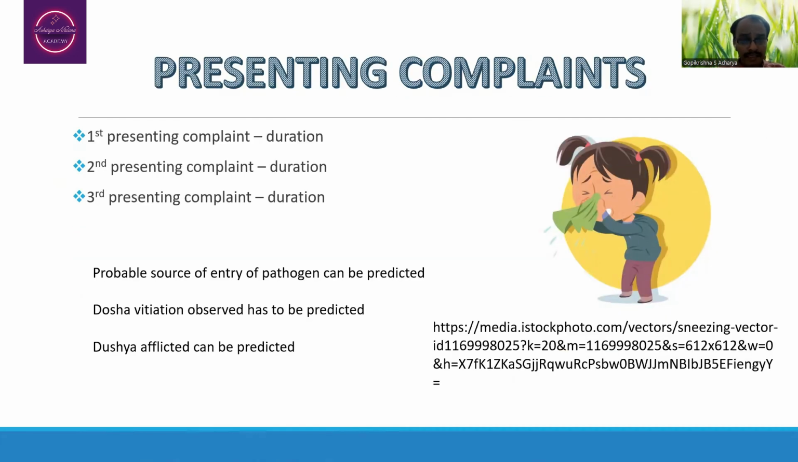As far as the next step of the structured case sheet, that is presenting complaints. So we have to note the presenting complaints. The person may have either one presenting complaint, two, three, or more. Depending upon that, we have to document what presenting complaints the person is presented with. Here, one particular thing that has to be noted is that these presenting complaints should be mentioned in the patient's own words.